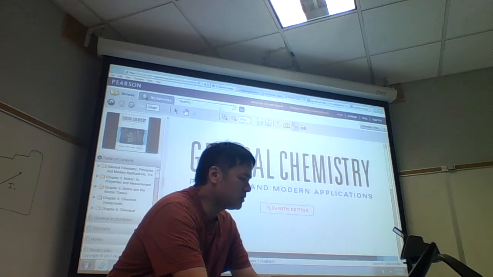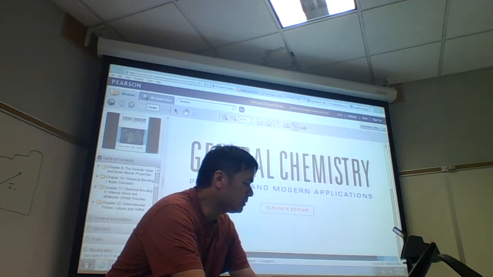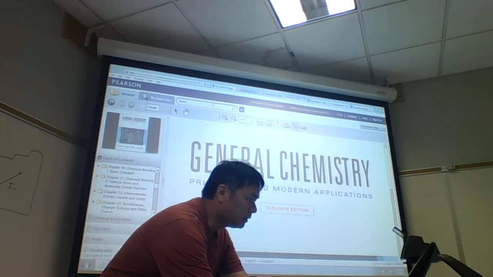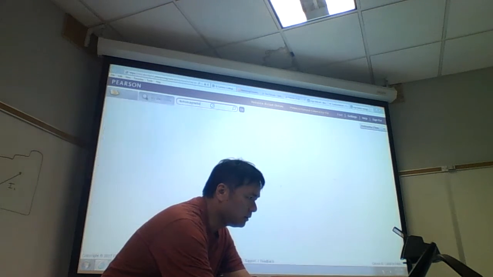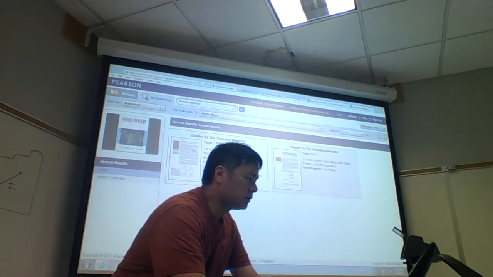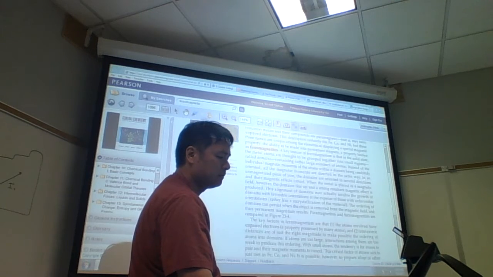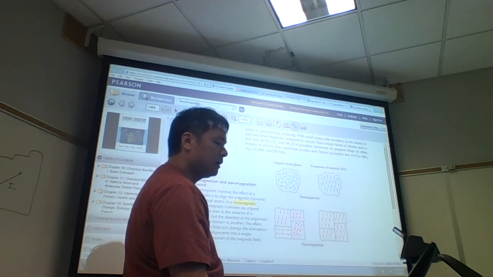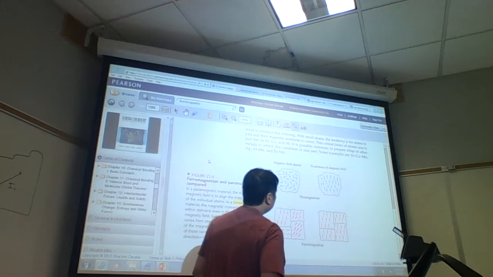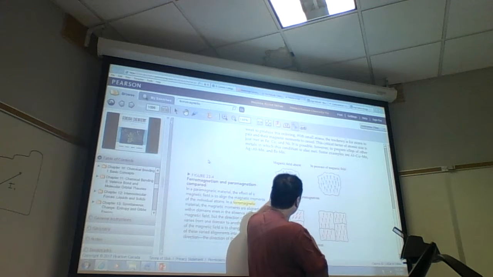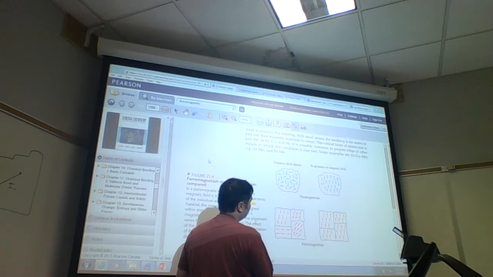Lattice energies are talked about in chapter, let me see what chapter that is. Chapter 12. Ferromagnetic is talked about in chapter 23. Ferromagnetism. Ferromagnetism is when you have unpaired electrons and they organize themselves so that there's a net magnetic, what we call net magnetic.